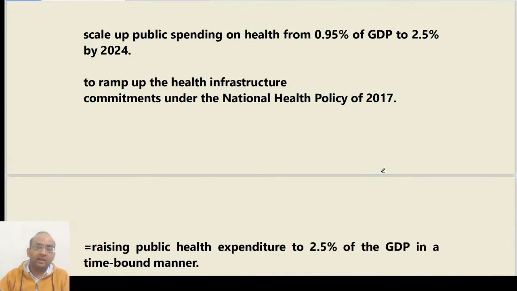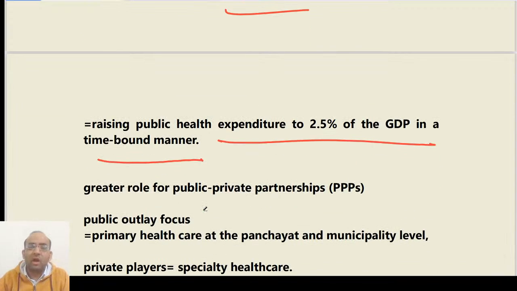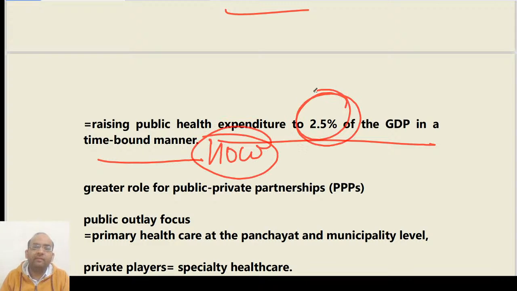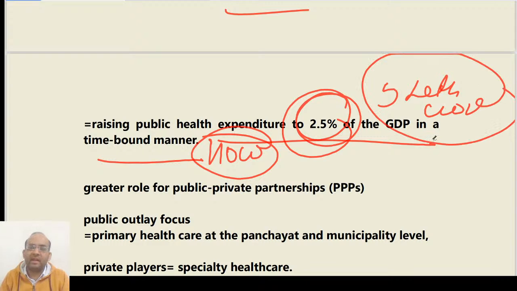Then there is a commitment under the National Health Policy of 2017 that public health expenditure of 2.5% of GDP should be raised. So now what recommendation has been given by the 15th Finance Commission? How do we need to achieve this 2.5% GDP target? 2.5% is around, you can say, 5 lakh crore. 5 lakh crore per annum spending on healthcare.